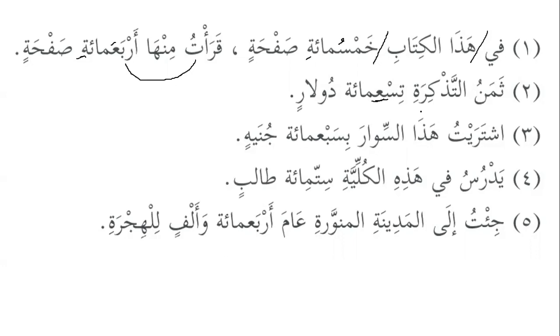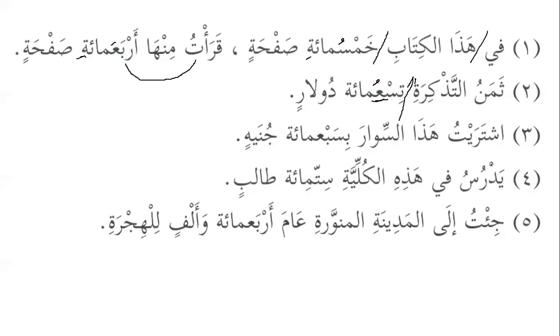Okay. So thamanu tadhkirati is mudaf and mudaf ilayh, an incomplete compound construction. A compound construction will be either mubtada or khabar. So this is mubtada, and whatever comes after that is khabar. So as we can see here, mubtada is always marfu and khabar is always marfu. So thamanu tadhkirati is mubtada and tis'umiyati dolarin is khabar, and it is also marfu. The price of this ticket is $900.